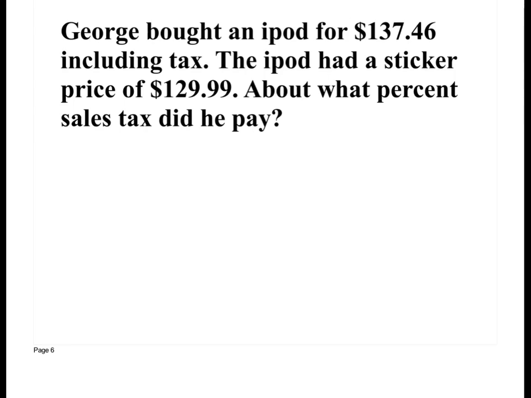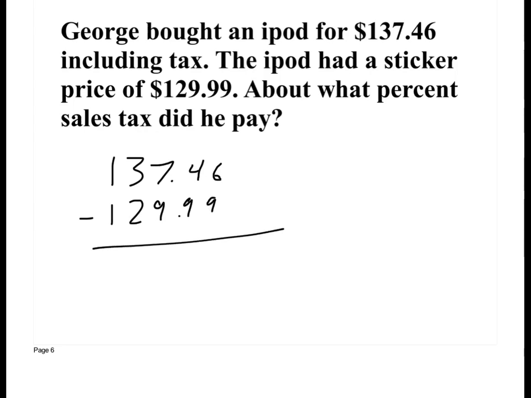137.46 divided by 129. Okay. I wouldn't do it that way. Would you do it that way? Subtract them. Okay. What I would do is subtract them first, just like Jesse said. I would take 137.46, then subtract 129.99 from that. When you do that, you get 7.47. That's how much sales tax he paid, right? But we have to find out what percent sales tax. So make sure you're reading the whole question. This is not your answer.